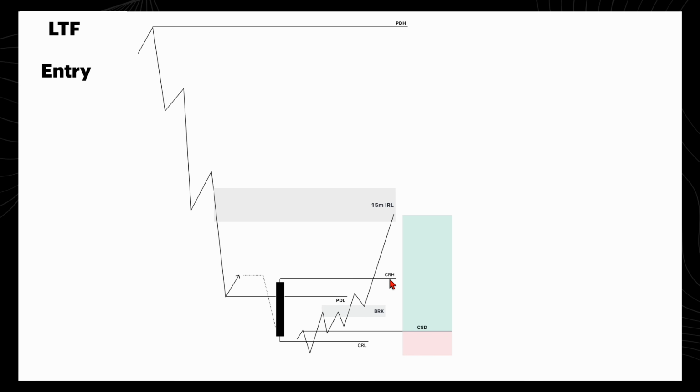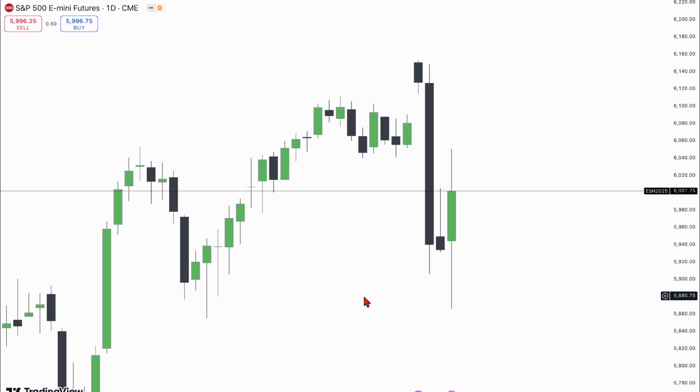Now let's move to live charts. We'll review some real-time examples to see how this model works. Alright guys, in our first example, we have S&P 500 daily chart. Here, you can see that the price has swept the previous day's high, and also a bearish fair value gap is overlapping. So, this is a high probability setup.